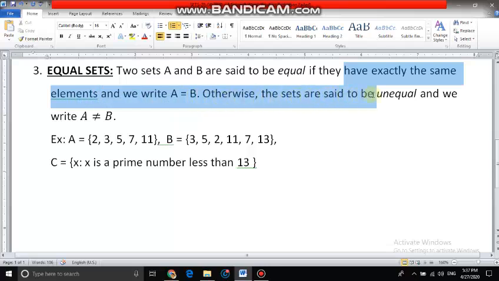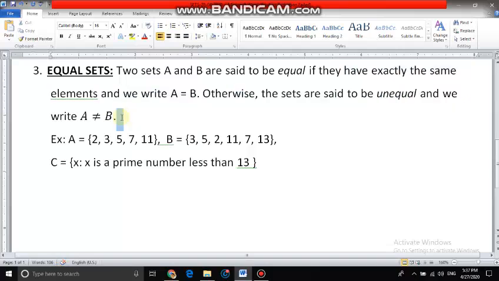Otherwise, the sets are said to be unequal, and we write it as A is not equals to B. This is the symbol of not equals to. It means A and B sets are not equal. Let me take an example of sets A and B.